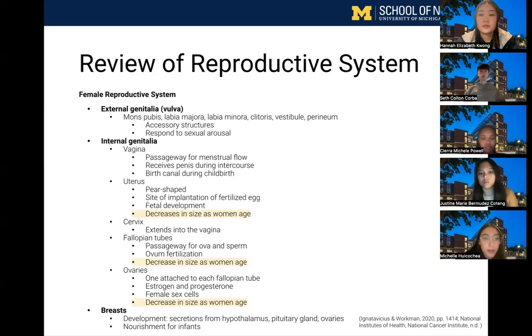And next are the breasts. These develop in response to secretions from the hypothalamus, the pituitary gland, and the ovaries, and they also serve to nourish infants after birth.